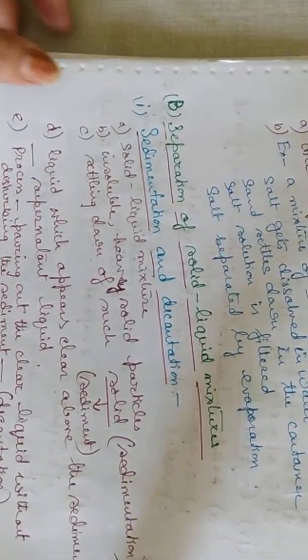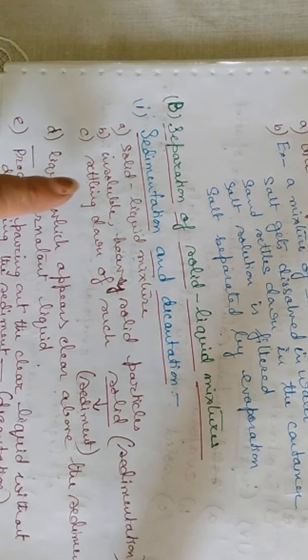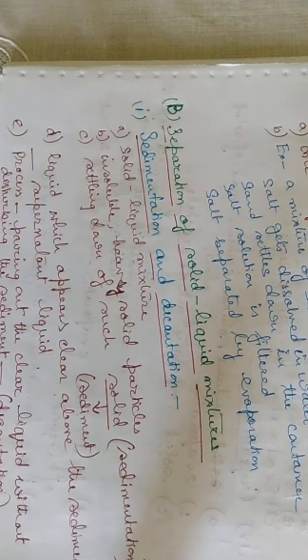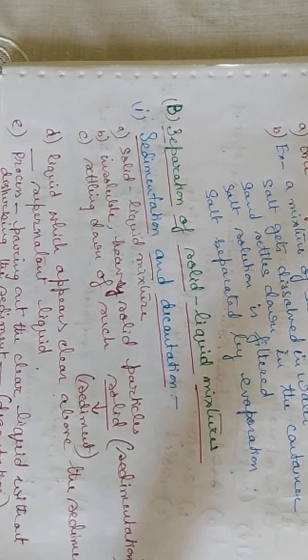Now, separation of solid liquid mixture: sedimentation and decantation. This is solid liquid mixture separation method number 1. Here, the solid should be insoluble, heavy solid particles which can settle down. Settling down of such solid is the sediment, and that is called sedimentation, because the heavy solid settles down forming a sediment. This process is known as sedimentation.